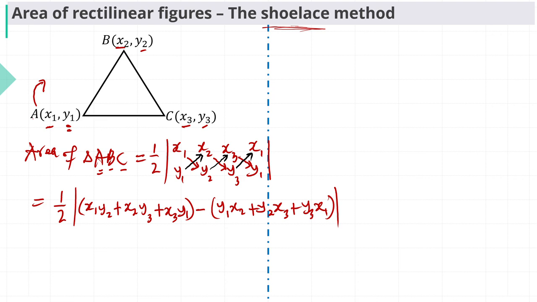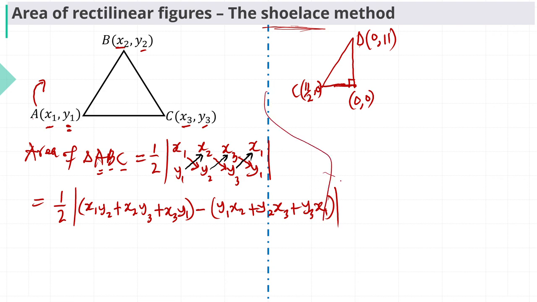So the previous question we solved, we were told that the origin 0, 0 is here. The coordinate D, we had 0, 11. The coordinate C, we had 11 out of 2, 0. So let's use the shoelace method to find the area. Thus, we are doing a second method, method 2.